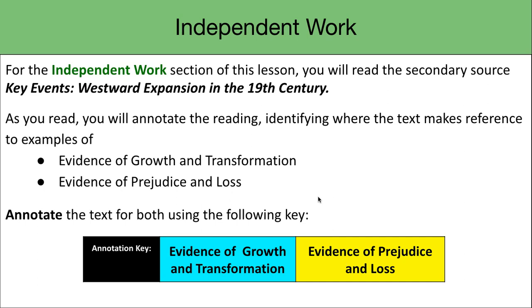Okay, today for your independent work section of this lesson, you will be reading the secondary source, Key Events, Westward Expansion in the 19th Century. As you read, you will annotate the reading and identify where the text makes reference to examples of two different things. One, evidence of growth and transformation, and two, evidence of prejudice and loss. You will be annotating the text using the two color keys below. In the annotation key, you can see the two colors being used. The blue will represent evidence of growth and transformation, and the yellow will represent evidence of prejudice and loss.